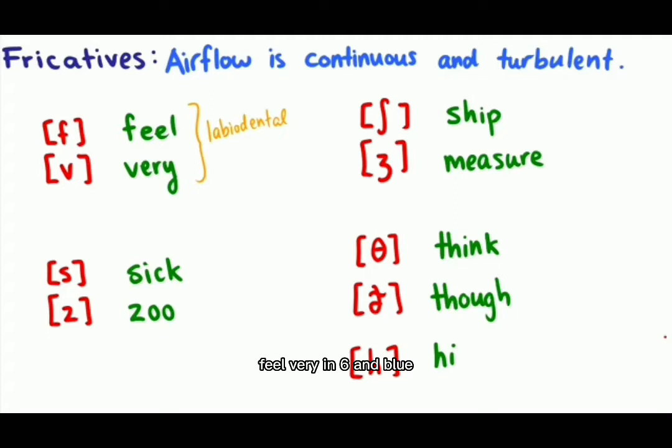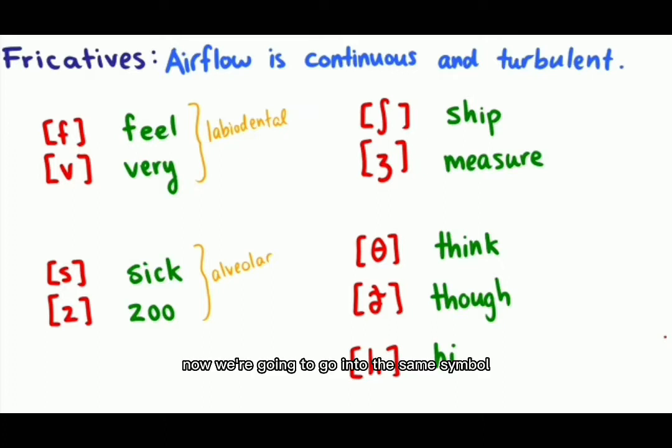Feel "very", "six" and "zoo". So "s" and "z", these are alveolar fricatives. So this is the same place as your T and your D. So "tall", "dog", "sick", "zoo". They're all made in the same spot.